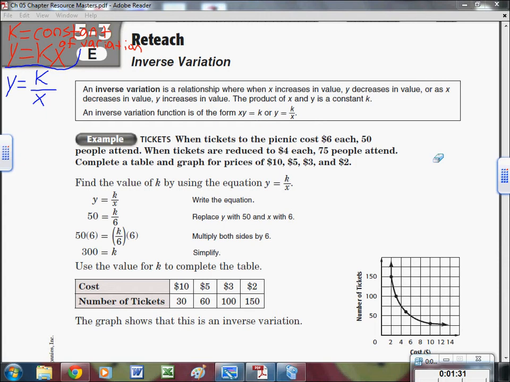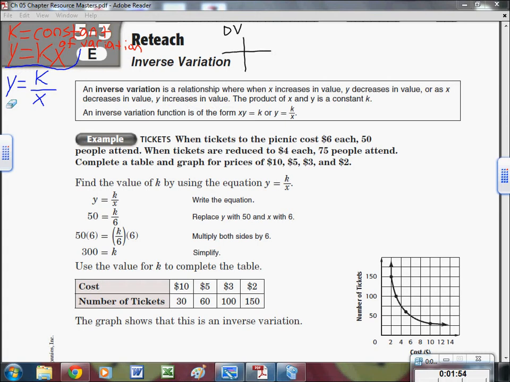So now, k is still going to represent some constant. X is going to represent our input, our independent variable, and y is going to represent our output, or our dependent variable. That still does not change. That's all the same.